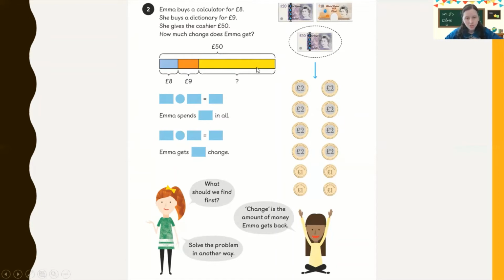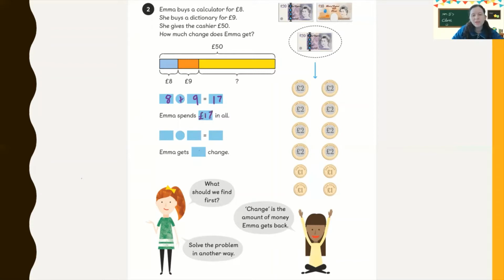So what do we need to do first? We need to add up our 8 and our 9 to see how much she spent all together. So 8 add 9. What is 8 add 9? Can you do that in your heads for me now with your fingers? Although you don't have enough fingers. I'm telling you that now. You should have got 17. So she spends £17 in all.